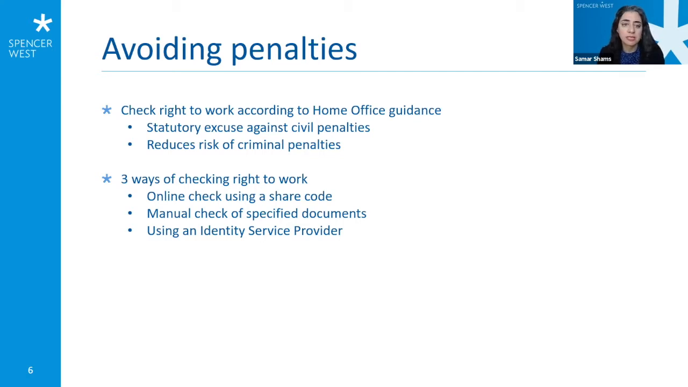So we're going to discuss today 3 ways of checking the right to work, which are now available to UK employers. So you can do an online check using a share code. You can do a manual check of specified documents, or you can use an identity service provider. Now, which method you use will depend on the type of status and documentation that you're presented with, as well as your own business considerations. And we will revisit this overview to think about how you make those decisions a bit later in the process.